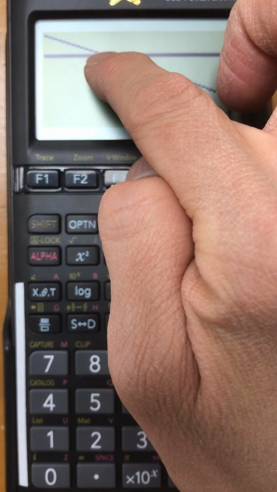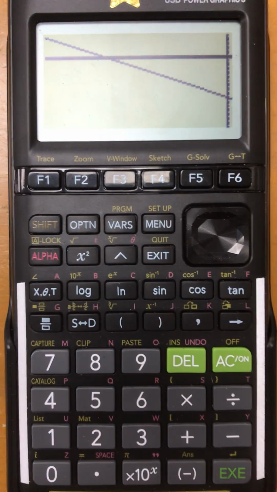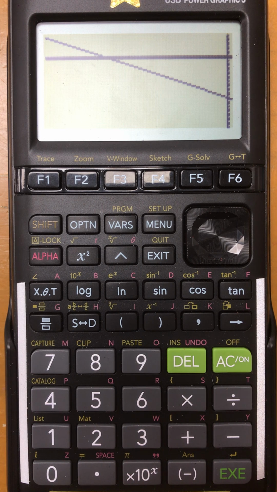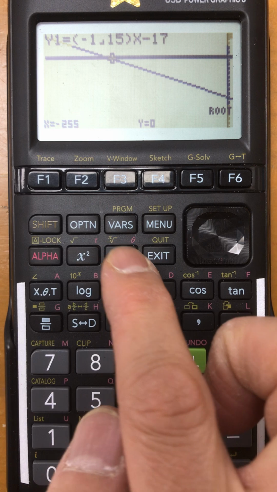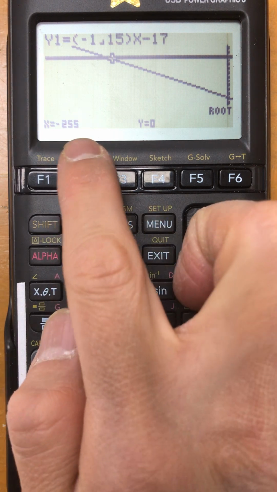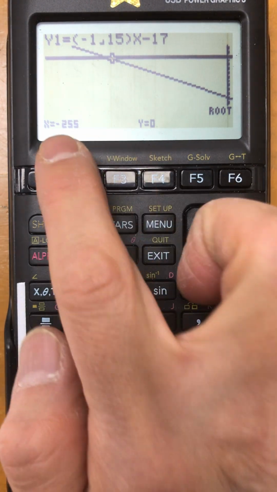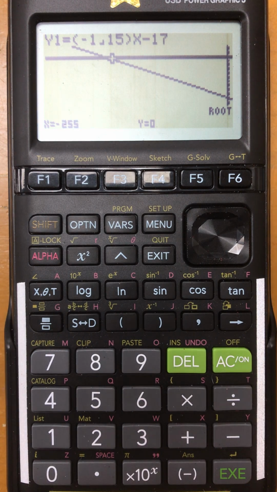Y-intercept, x-intercept, clear. Use your graphing calculator to determine the x-intercept of the graph. So let's go to gsolve, root, and automatically it says negative 255 is your x-intercept. Okay, next one. Determine the y value for the following x values.